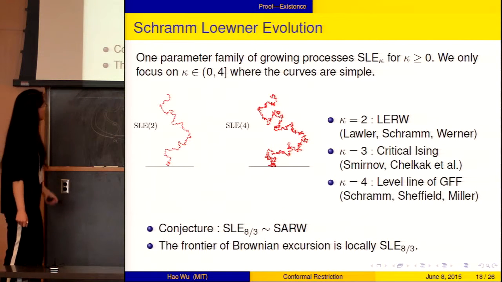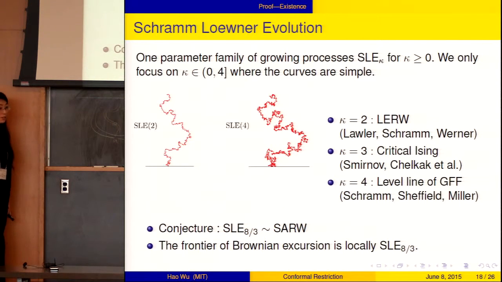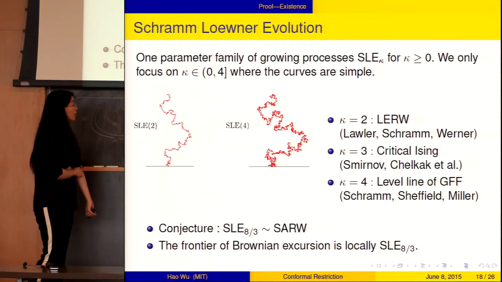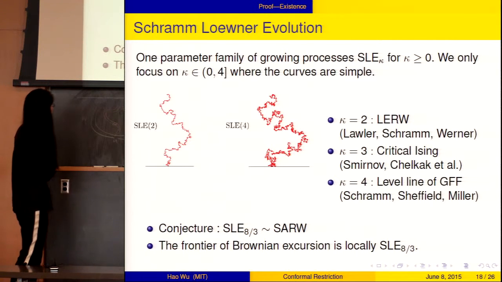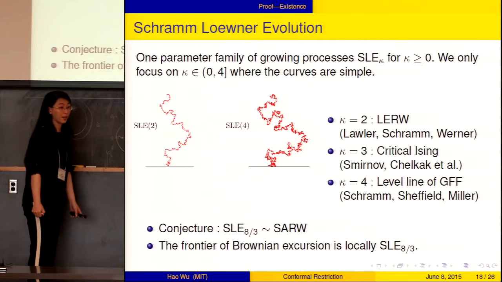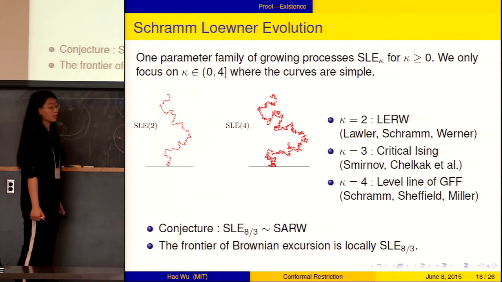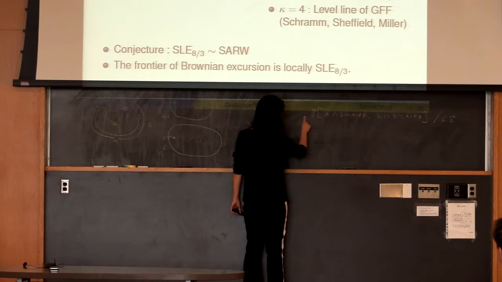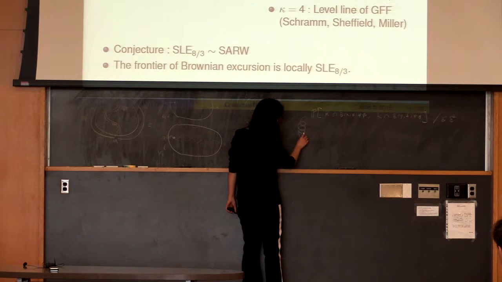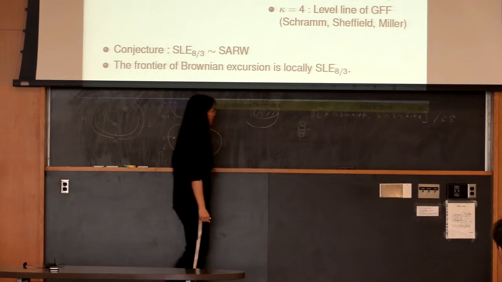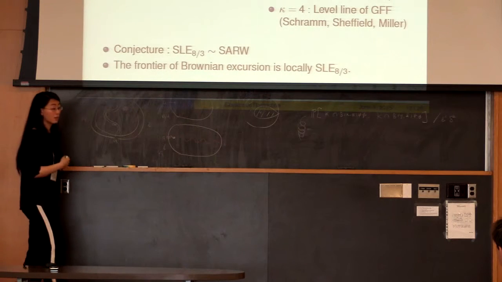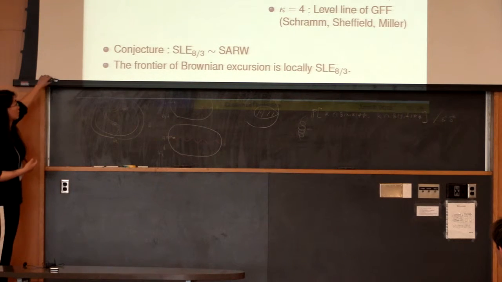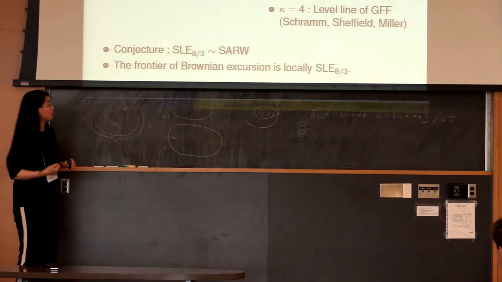And today, I will focus on SLE8/3. So first, a conjecture about SLE8/3 is that it is conjectured to be the scaling limit of self-avoiding random walk, but it's still open. Second, something already known about SLE8/3 is that the frontier of a Brownian excursion is locally an SLE8/3. So suppose we have a Brownian motion. If we just look at the right boundary of this Brownian excursion, which I call the frontier of Brownian motion, this frontier is locally an SLE8/3. So this is something we already know, while it being the scaling limit of self-avoiding random walk is still open.